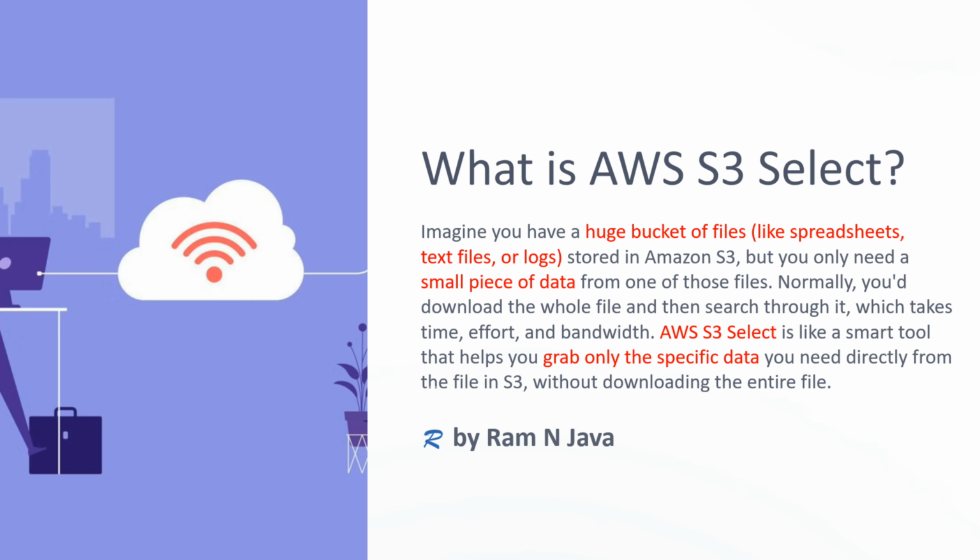Normally you would download the entire file, then search through the entire file, which takes time, effort and bandwidth. AWS S3 Select is like a smart tool that helps you grab only the specific data you need directly from the file in S3 without downloading the entire file.